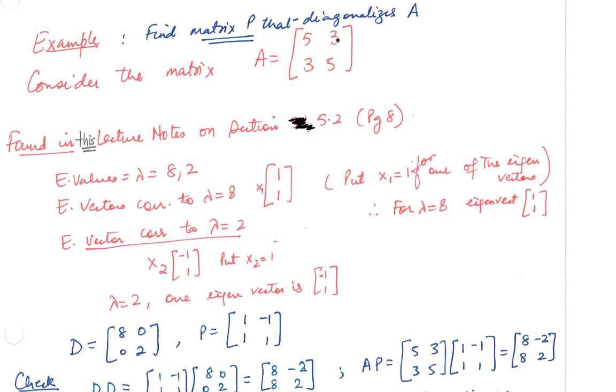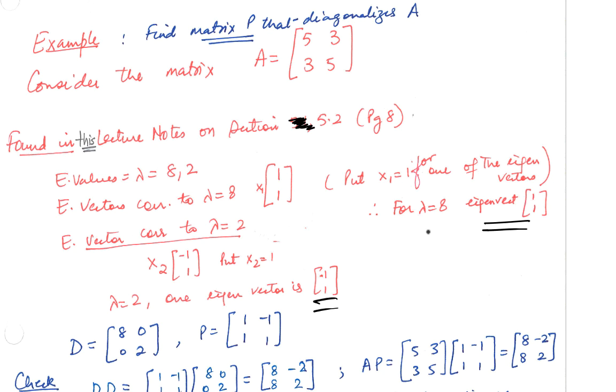When we looked at this matrix 5, -3, -3, 5, we found the eigenvalues were 8 and 2, and we found the eigenvector corresponding to lambda equals 8 to be x1 times (1, 1). Remember, there are infinitely many eigenvectors corresponding to an eigenvalue, and we just need one of them. So, to make our life simple, we say x1 is 1. Remember, x1 is a scalar here. So for lambda equals 8, we pick the eigenvector (1, 1). For lambda equals 2, the eigenvector is x2 times (-1, 1). Again, put x2 to be 1. So we have two eigenvectors, (-1, 1) and (1, 1).